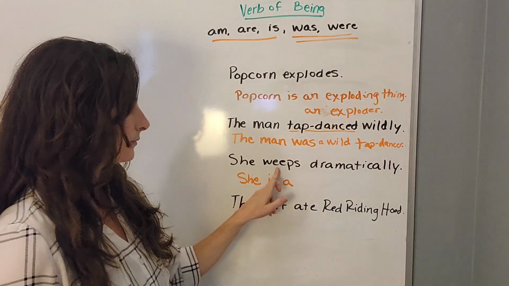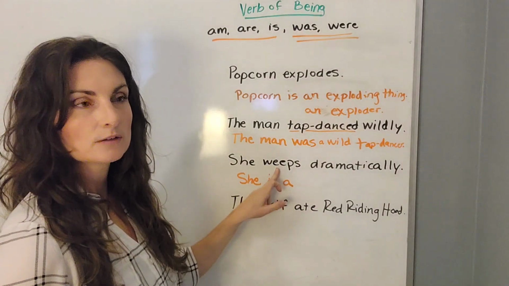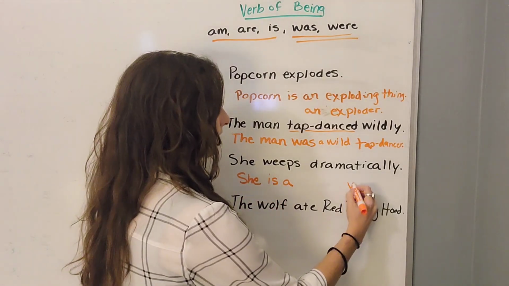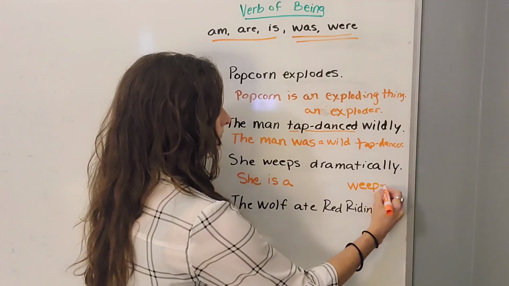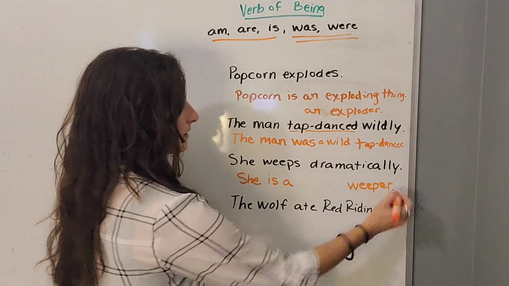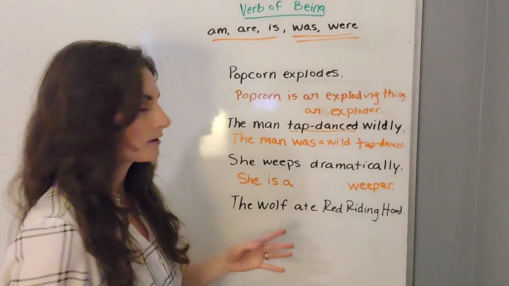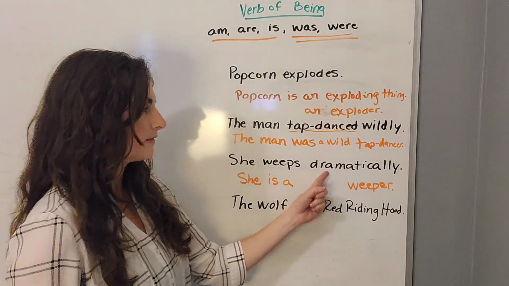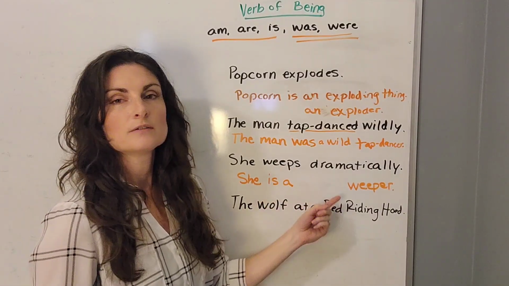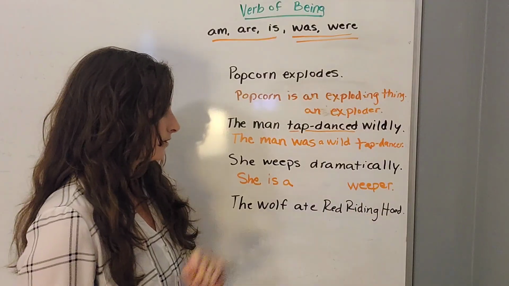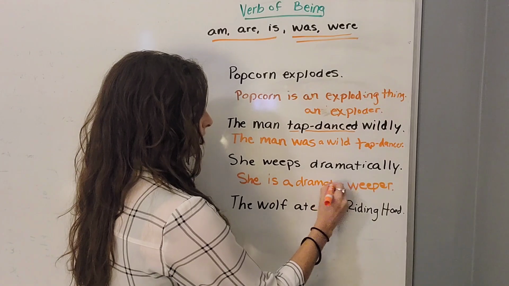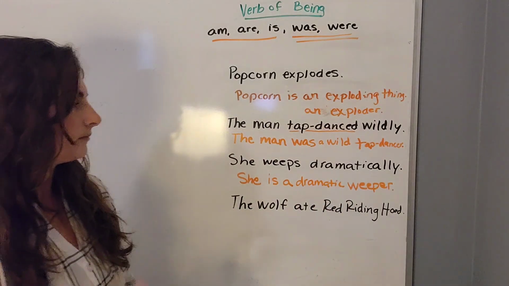All right, now where's my verb? My verb is weeps. I'm going to turn this into a noun, and this trick I'm going to use adding the ER. And I'm going to add it over here. I'm going to leave myself room. So I took the verb, made it a noun, weeper. I cannot drop any of my words, so I have to come back and look at this one. So instead of it being an adverb describing the verb, it now has to be an adjective describing the noun. She is a dramatic weeper. Right there.